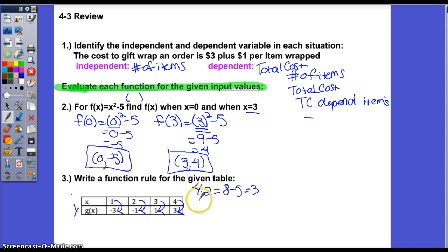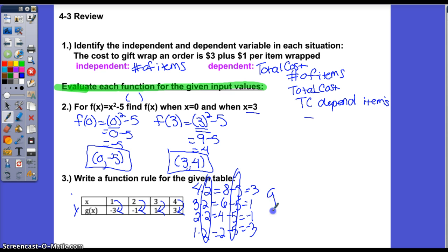Let's see if that works for the 3. What's 3 times 2? It equals 6. 6 minus 5 is 1. 2 times 2 equals 4. 4 minus 5 equals negative 1. 1 times 2 equals 2. Minus 5 equals negative 3. We found it. It was times 2 minus 5. So g of x equals 2 times x minus 5. That one was a tricky one.